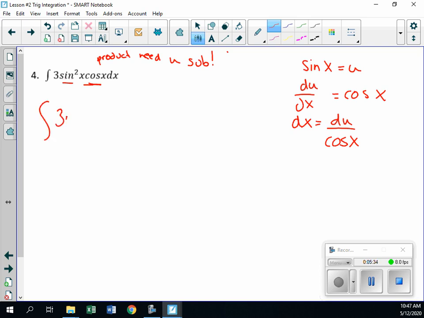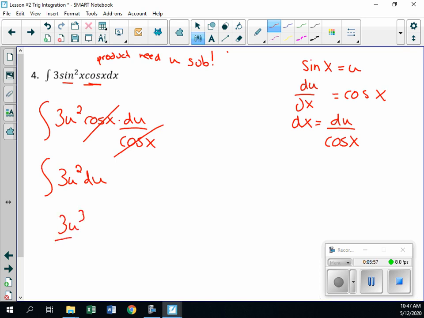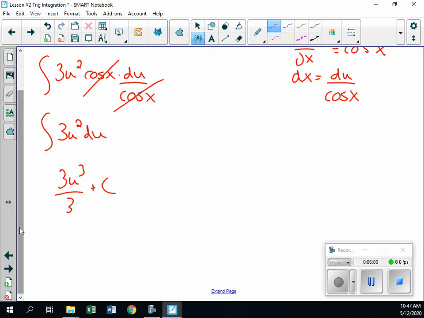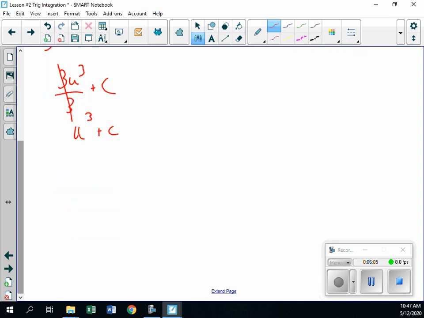So I'll show you, when we plug that in, we get 3u squared because sine x is u. And then I have my cos x times du over cos x. My cos x's cancel, and now I just have 3u squared du. Now I can take the antiderivative of this, which is just going to be 3u cubed divided by 3 plus my constant. My 3's cancel, I have u cubed plus my constant. And then I put back in my sine x, so sine cubed x plus my constant. So u substitution is really helpful.